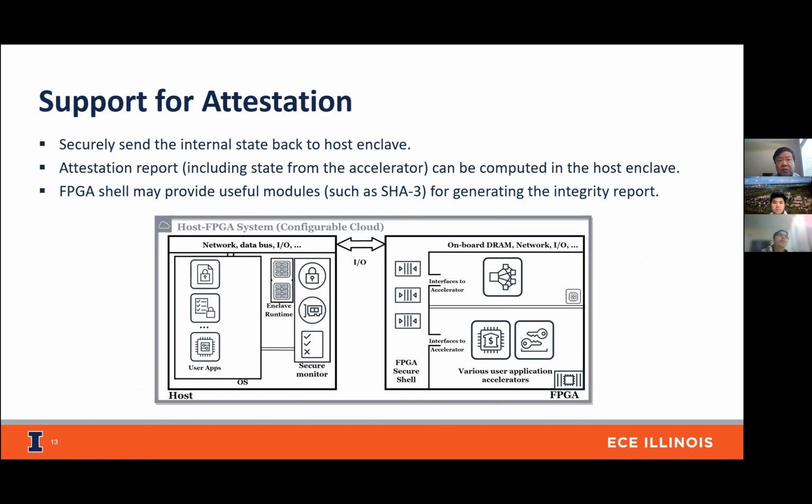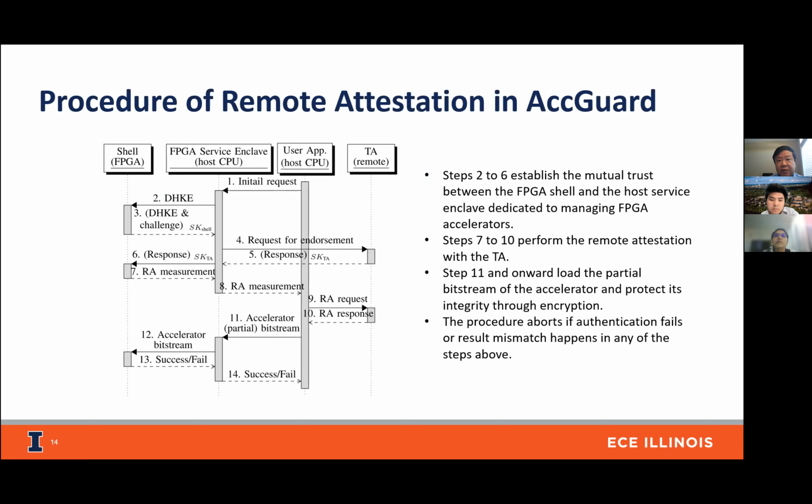In terms of support for attestation, we will securely send the internal state back to the host enclave, and the attestation report, including state from the accelerator, can be completed in the host enclave. The FPGA shell provides useful modules, because these things can take time, so we leverage the FPGA to make them run faster on top of the accelerator. We designed a remote attestation protocol. I don't have time to talk about all the details in the paper. But in general, steps 2 to 6 establish the mutual trust between the FPGA shell and the host service. Then we perform the remote attestation with the TA. Then from step 11 onward, we load the partial bitstream of the accelerator. The procedure aborts if authentication fails or a result mismatch happens in any of the steps above.